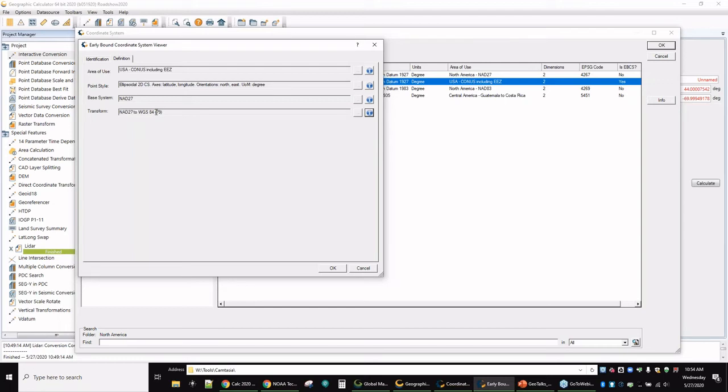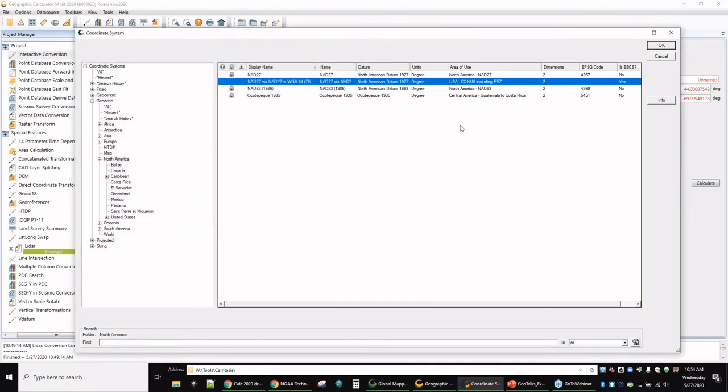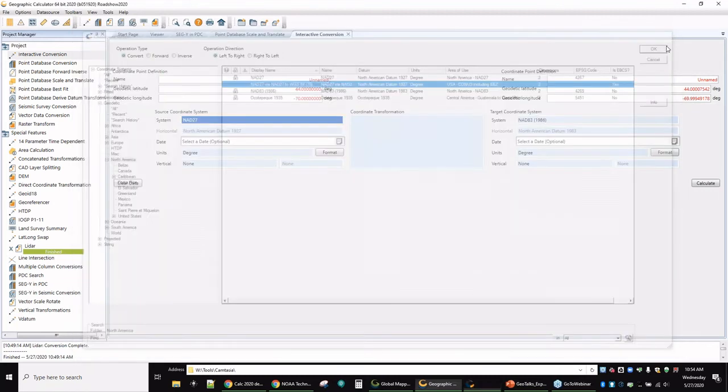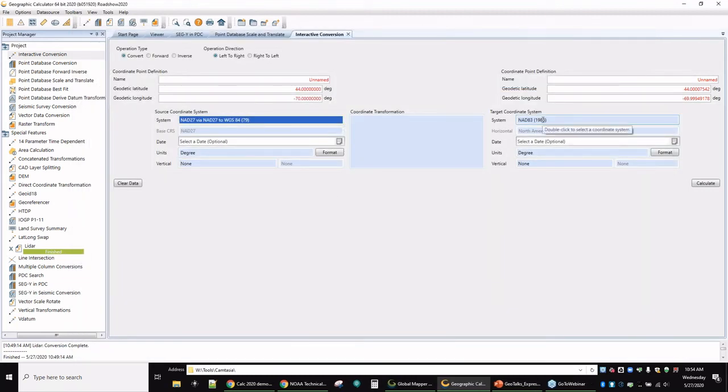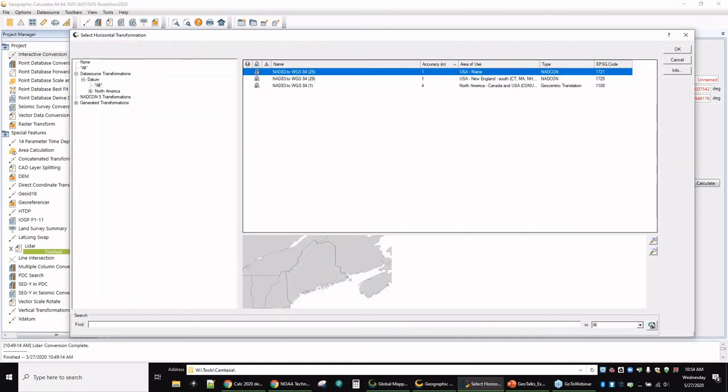So we have a sort of a hybrid ability here to work with an early bound and a late bound system at the same time. So this NAD27 is linking NAD27 to WGS84. And you'll notice my transformation out on the main screen is actually to NAD83, not WGS84. If I go to pick a transformation in here, you'll see it actually asks me how to get from NAD83 to WGS84, because we already know how to get from NAD27 to WGS84 from the early bound transformation.